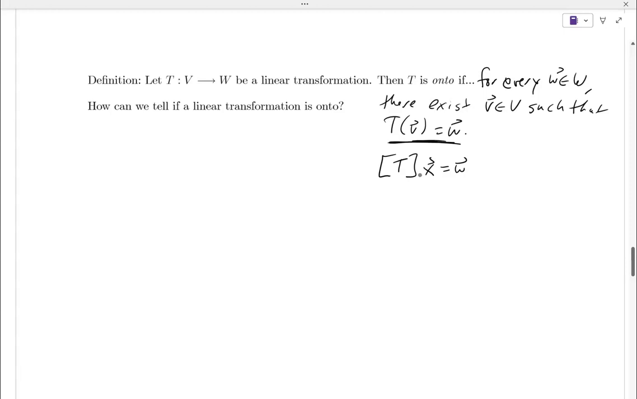So we can tell the linear transformation is onto if we row reduce the standard matrix, whatever that standard matrix needs to be. And actually, we're going to talk about matrices relative to bases, so it may not be standard or not. But we row reduce the standard matrix and get a pivot in every row.